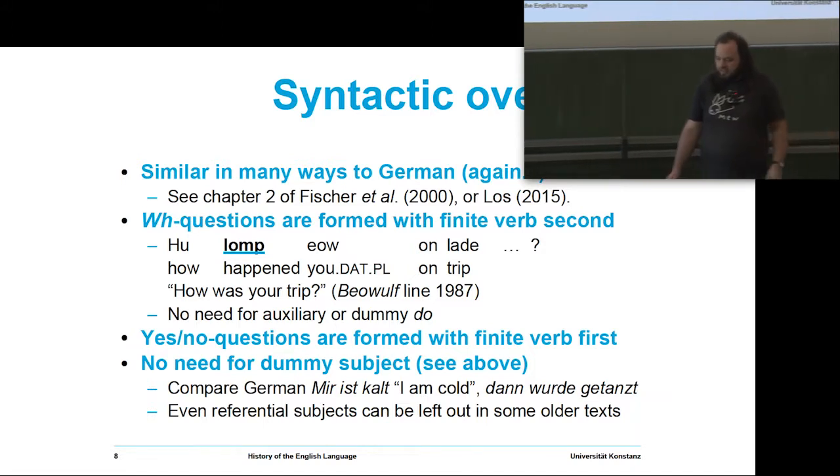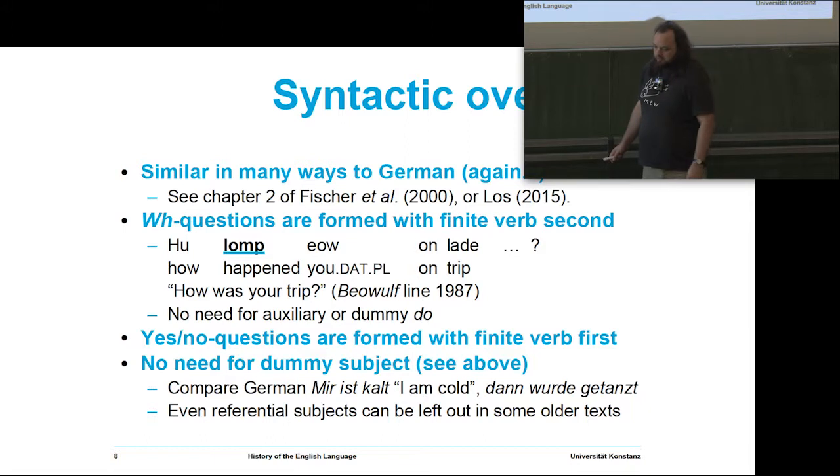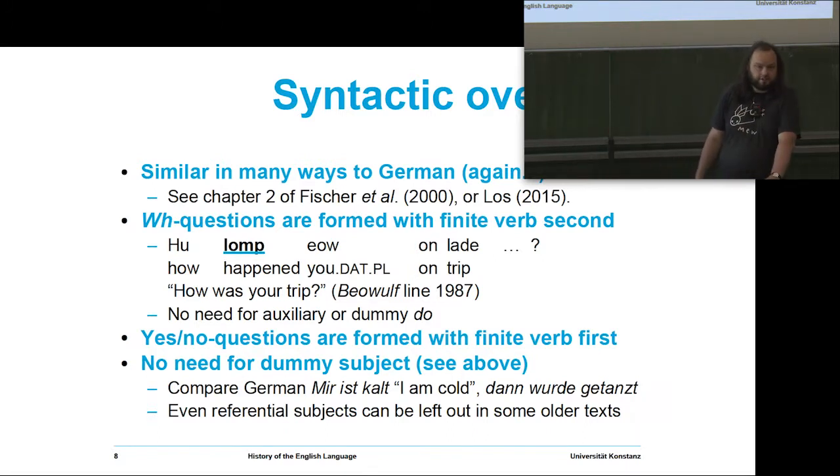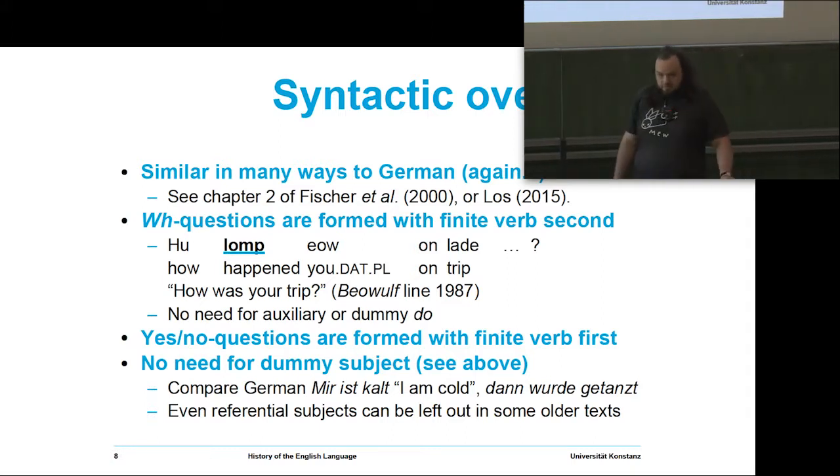So for a start, the WH question in Old English is formed with verb second. Verb second means that the finite verb is the second constituent in the clause. This is probably the single most crucial notion of Old English syntax, verb second. So here you've got verb second. How, hoe lomp eo on lade? What happened to you on the trip? And you can see here that the verb here is lomp, happened, and it's second.